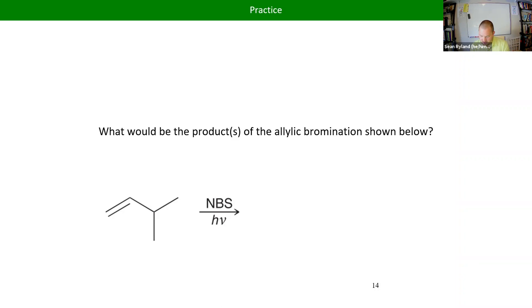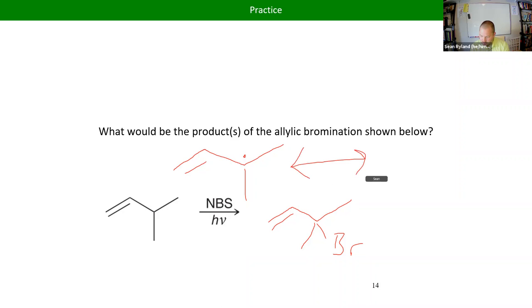So in this case, the first product that we would draw would look like this. Pull off the allylic hydrogen and replace it with bromine. We get R and S, two identical methyls, so no stereochemistry there. But that intermediate that has the resonance, which makes it so much easier to pull off the allylic hydrogen, means that we're actually going to get another resonance structure as well. What is the other resonance structure going to look like? Move that pi bond over.